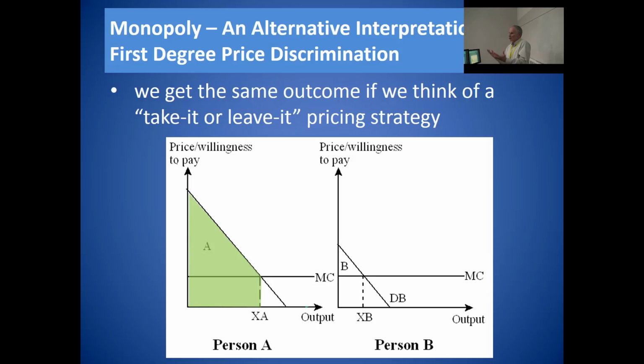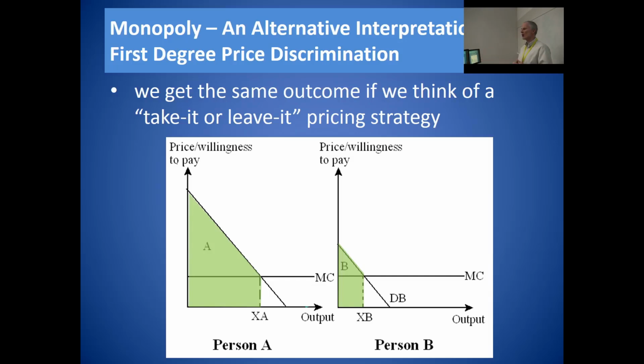Now for person B, who's got a much lower willingness and ability to pay, the monopolist would sell him a package with a lower quantity, XB, but for a total price equal to that shaded area in the diagram. And for person B, what net benefit does he gain? What consumer surplus does he gain? Nothing. The total price he pays for all of those units, that total amount of output XB, is exactly equal to his valuation. So he gets no consumer surplus.